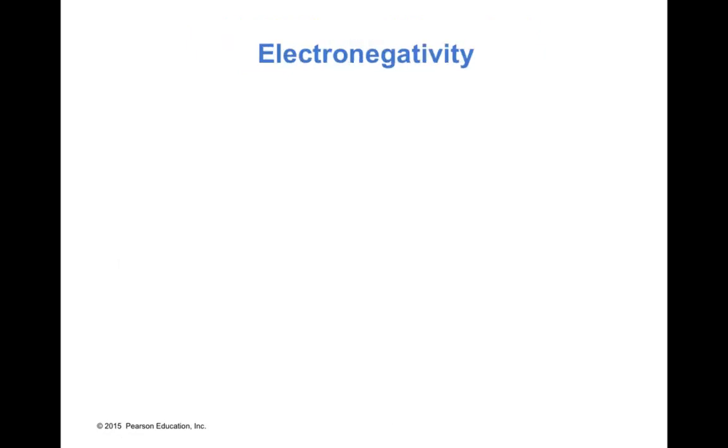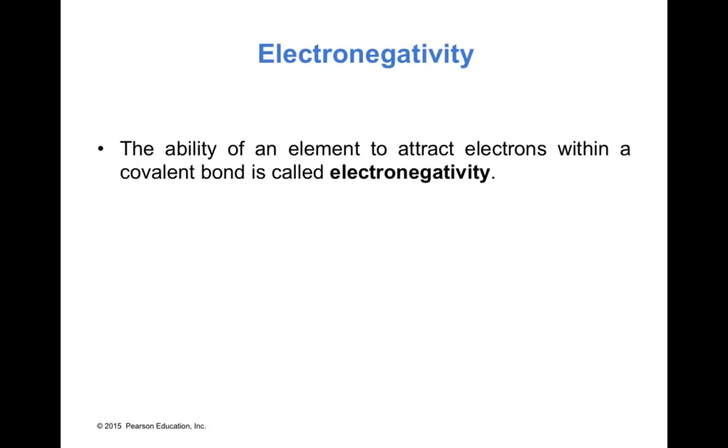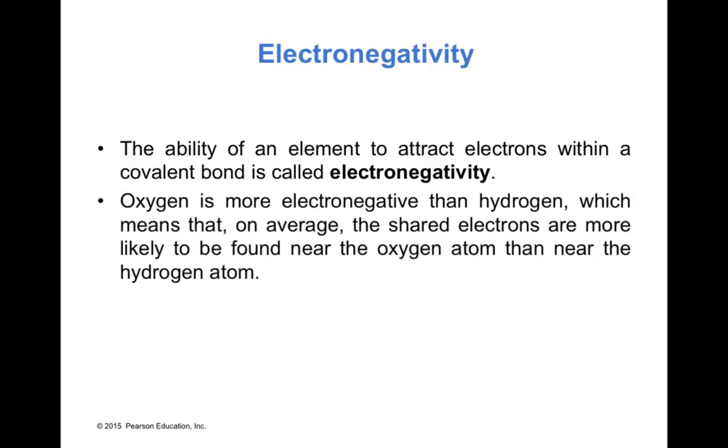And that is called electronegativity. The ability of an element to attract electrons within a covalent bond is called electronegativity. Oxygen is more electronegative than hydrogen, which means that on average, the shared electrons are more likely to be found near the oxygen atom than near the hydrogen atom.